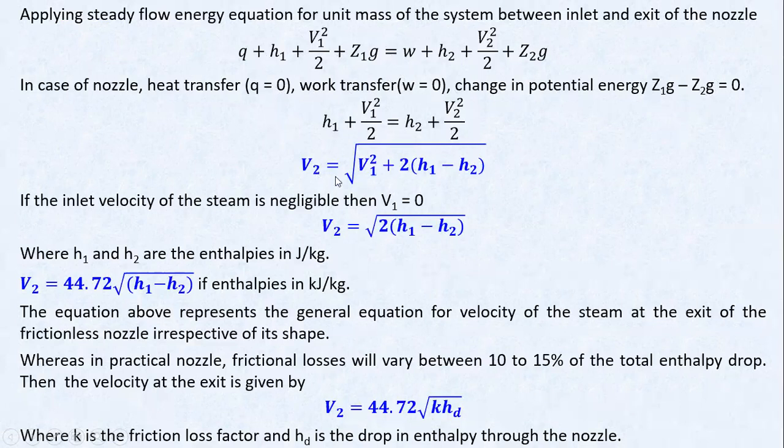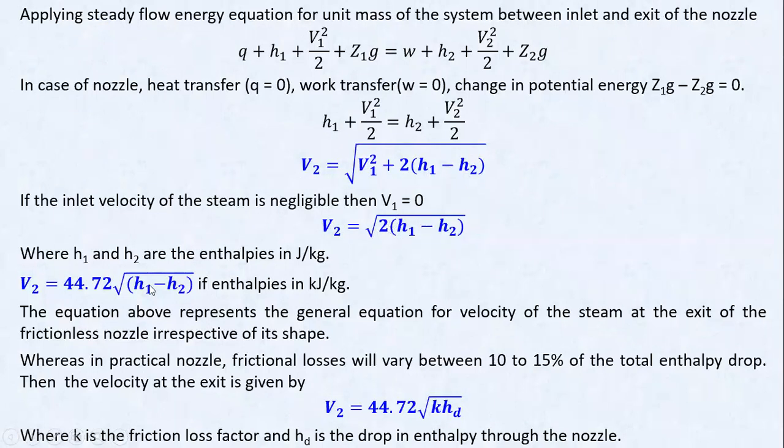So therefore, if we simplify, we'll get V2 equal to the square root of V1 square plus 2 into (H1 minus H2). If we neglect the inlet velocity, then we'll get V2 as the square root of 2 times (H1 minus H2). Here, in this expression, H1 and H2 should be in joules per kg. That means normally the enthalpy values we obtain from the steam tables will be in kilojoules per kg. So we have to multiply by 10 power 3 in order to get the velocity here.